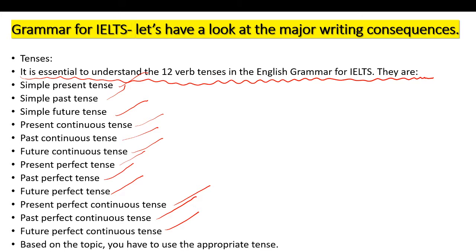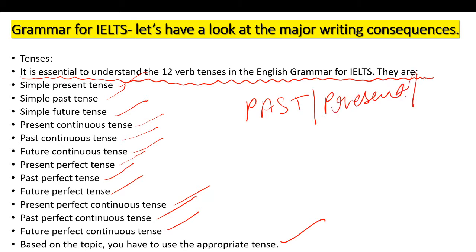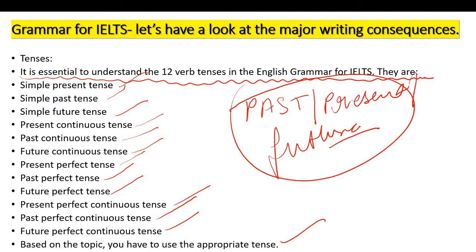Based on the topic, you have to use the appropriate tenses. If your data is given in the past, go in the past form. If it is given in the present, you need to write it in the present. Or if you are writing about the future, you need to write in the future. Along with this, you need to understand whether it is given in the perfect form, the continuous form, the perfect continuous form or the future perfect continuous form. So you need to understand every aspect of this.